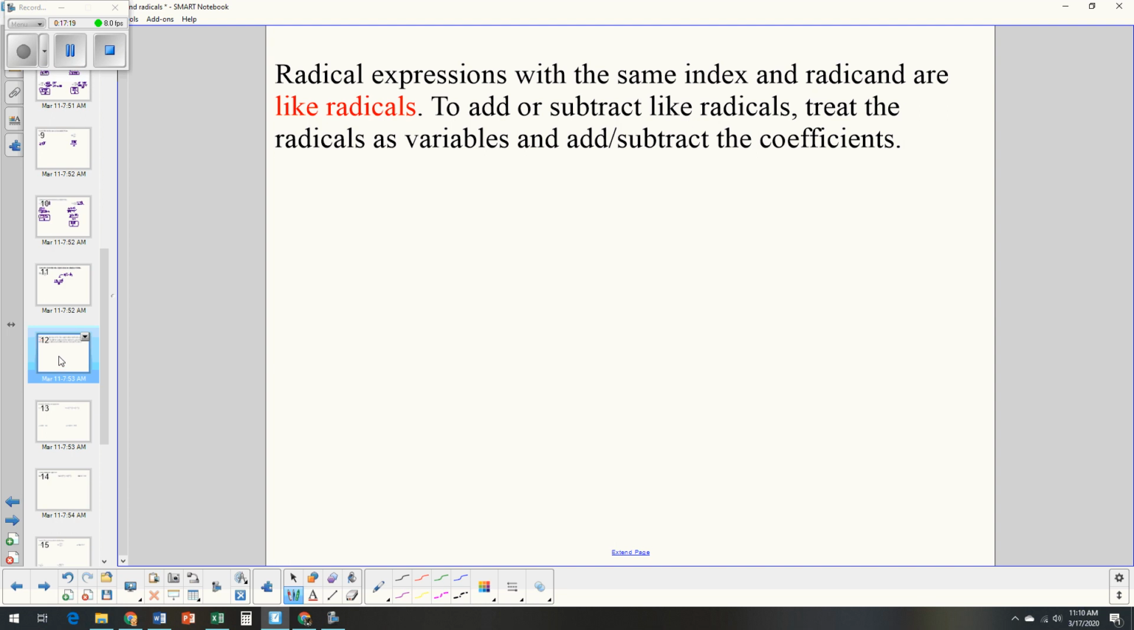All right, the next thing we're going to talk about is radical expressions with the same index and radicand are like radicals, almost like variables. So to add or subtract like radicals, we're going to treat those parts as if they were variables and only focus on the coefficients, the numbers in front.